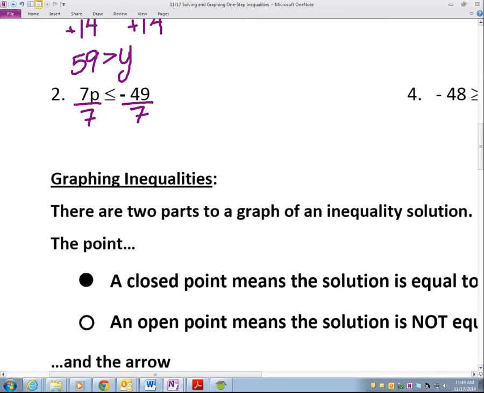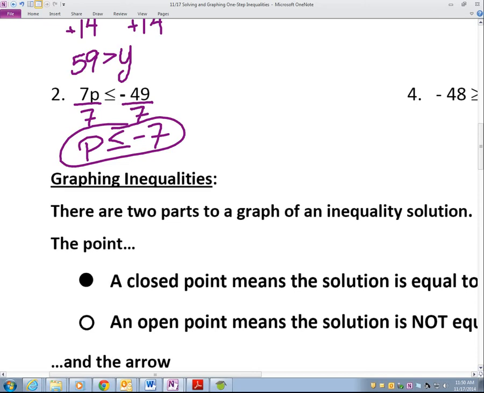Because I highlighted something above that. Do I need to flip it, Emily? No, I do not. You are correct. You only flip it whenever you are multiplying or dividing by a negative. Is 7 negative? No. 49 is negative, but I'm not flipping anything. So P is less than or equal to negative 7.